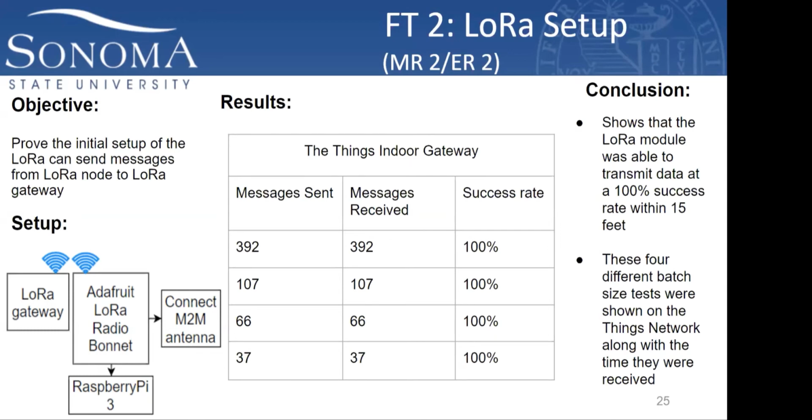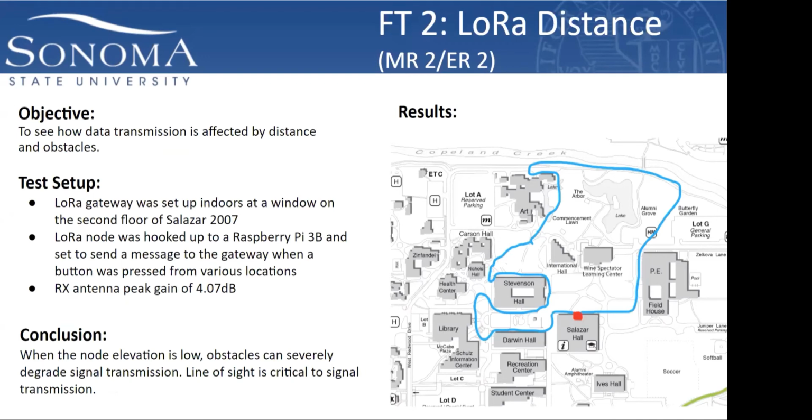Next slide, please. So once we had determined that we could send messages from the LoRa node to the gateway, we needed to see how data transmission was affected by distance and obstacles. So we set up the gateway against a window on the 2nd floor of Salazar 2007 in the senior design room. The LoRa node was attached to the Raspberry Pi, and it was set to send messages to the gateway whenever a button that was attached to the LoRa radio bonnet was pressed.